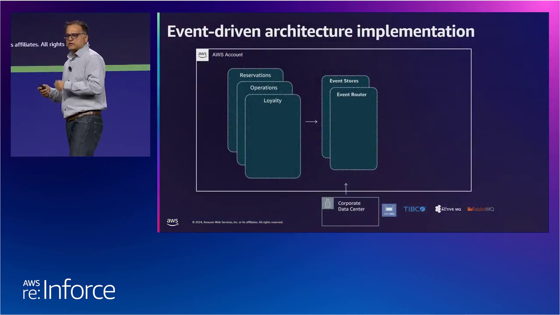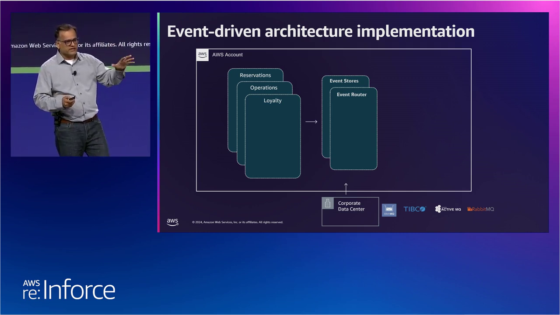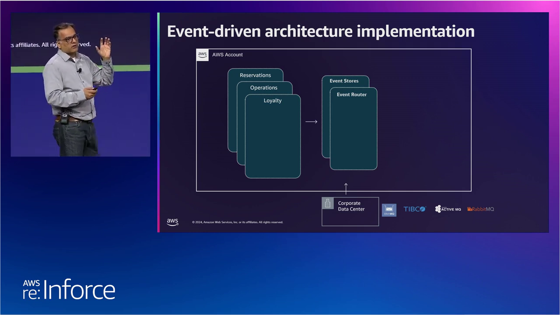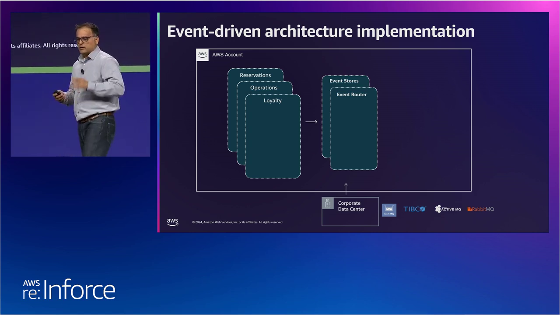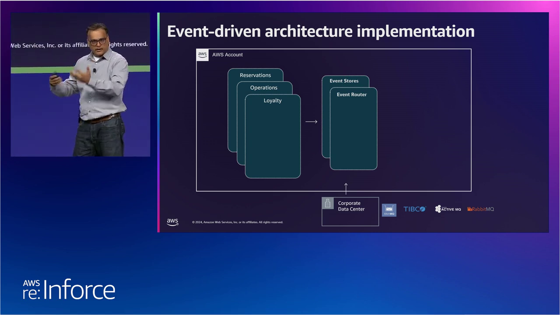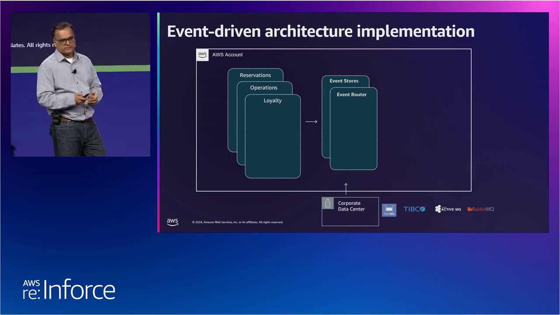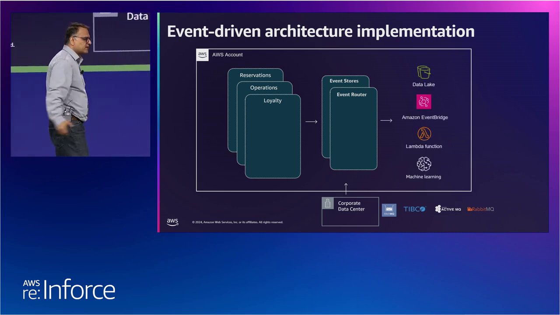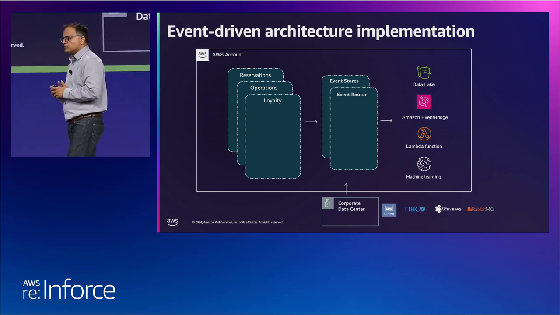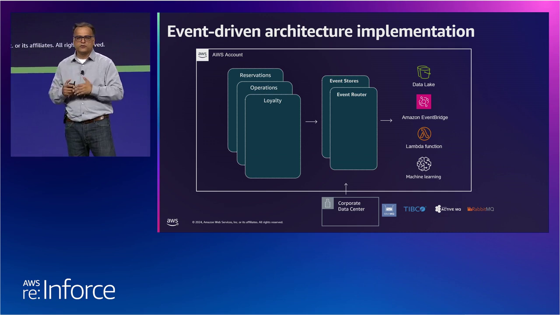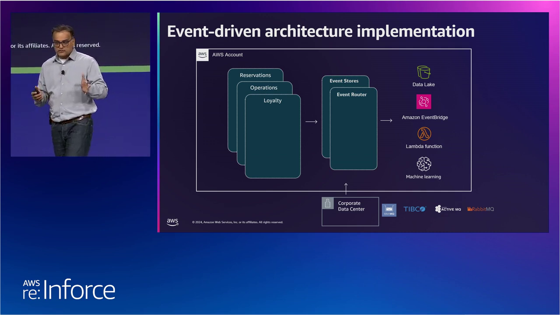Now, most customers start here. You have one AWS account. You have applications moving to AWS. They are all sitting in that one AWS account. They are exposed via an API or a messaging architecture. You have events coming in from your on-premise systems and also integrations into your data lake and your machine learning services. Now, this is a good architecture.